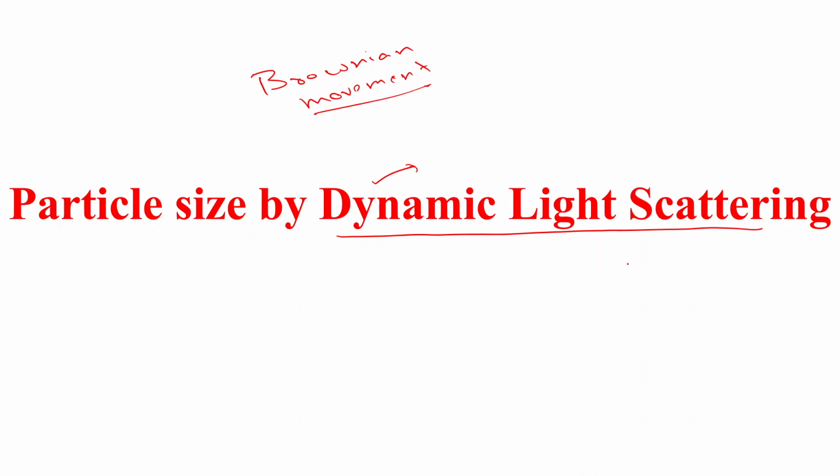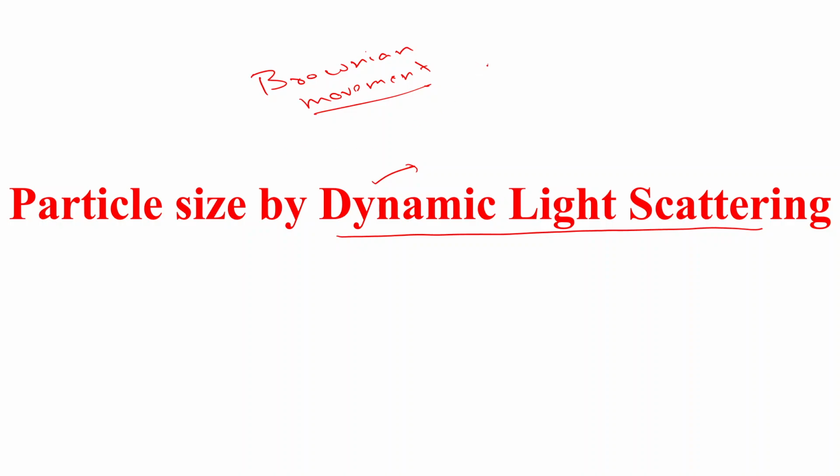So this phenomenon is known as dynamic light scattering, and it is based on the principle that the small particles will cause greater fluctuation in the intensity of the scattered light detected by the detector, whereas the larger particles will show small fluctuations in the intensity of the scattered light with respect to time as detected by the detector.